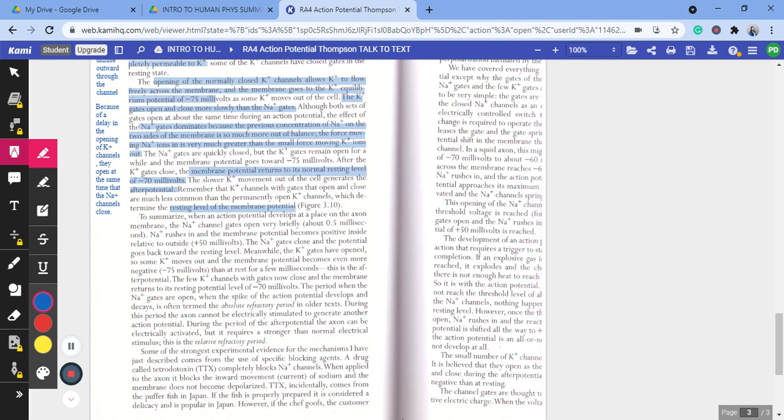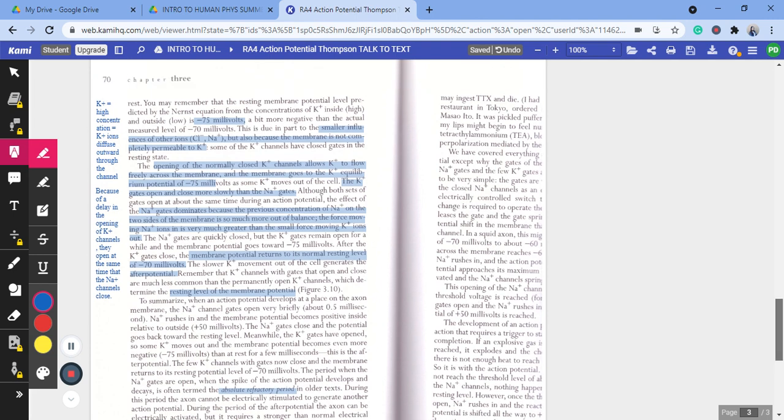The period when the sodium gates are open, when the spike of the action potential develops and decays, is often termed the absolute refractory period in older texts. During this period, the axon cannot be electrically stimulated to generate another action potential. During the period of the after potential, the axon can be electrically activated, but it requires a stronger than normal electrochemical stimulus. That is the relative refractory period.